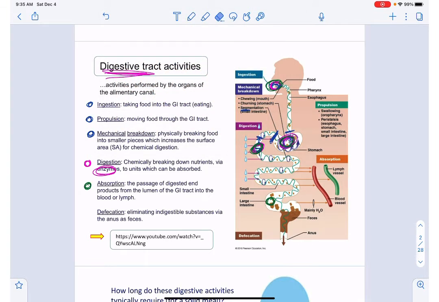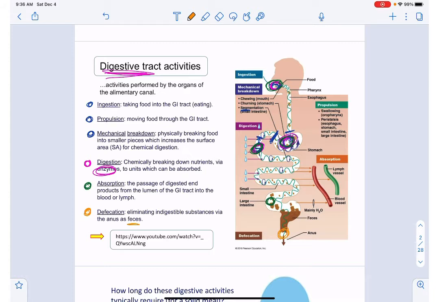And then the last digestive activity is defecation. And this is pretty much eliminating anything that we couldn't digest out of the body. This food has gone all the way through the digestive tract. We've done everything we can with it. And then anything that we cannot digest, we cannot absorb, needs to be eliminated from the body. We're through with it. And that's what defecation is, eliminating indigestible substances from the body. And that occurs at the anus. And what comes out is feces.